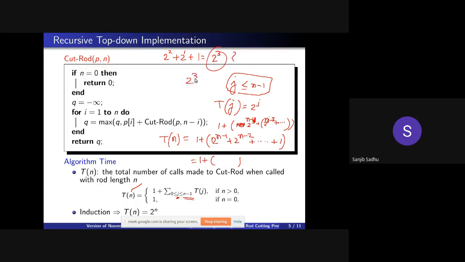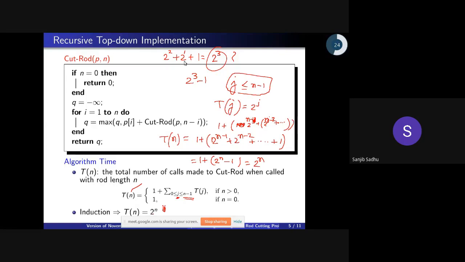Or 2 to the power 3 minus 1? Check it. Minus 1, sir. 2 to the power 3 minus 1. So 2 to the power n minus 1. So 2 to the power n. So we have proved. Now this is exponential, and this will take a lot of time if you follow this. So it is not possible. Now why is it exponential also? There is a reason. Check it.